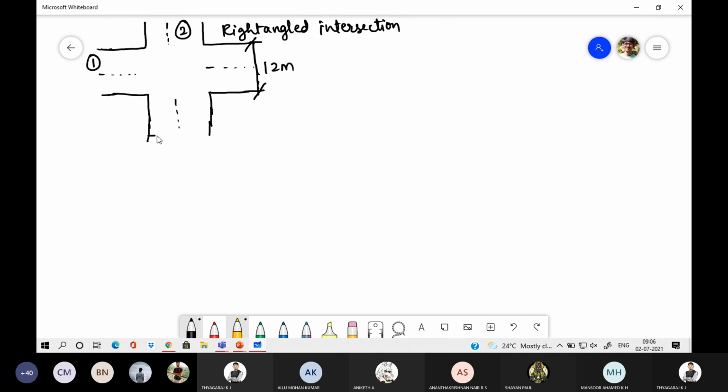6.60 meter. 6.6 meter they have given. And now tell me, what is the volume of traffic approaching on road 1? There will be two directions, right? One will be on this direction and another will be from this direction. What will be the traffic which is approaching?